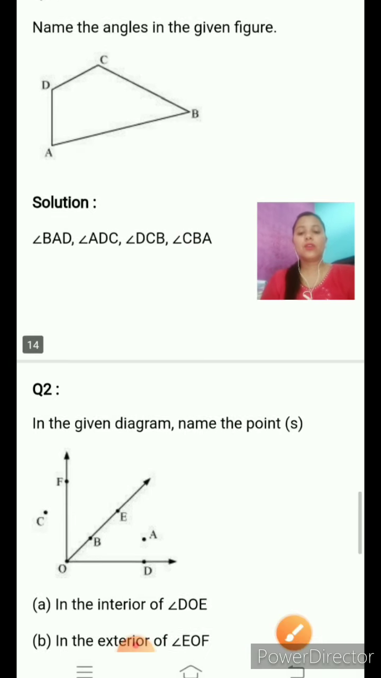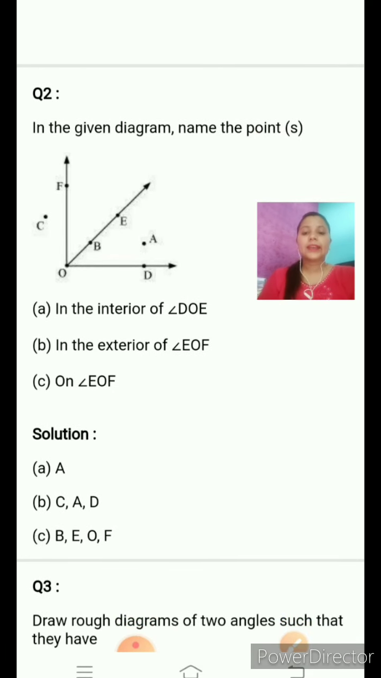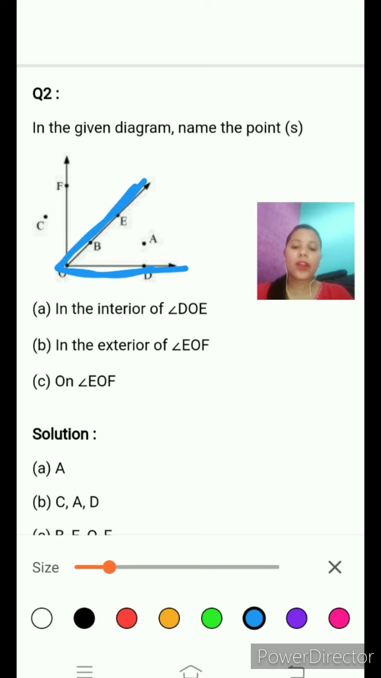Now question number 2. In the given diagram, name the points. In that diagram you have to name some points. Which points? In the interior of angle DOE, where is the angle DOE? In the interior of angle DOE there is only one point, and that is A.